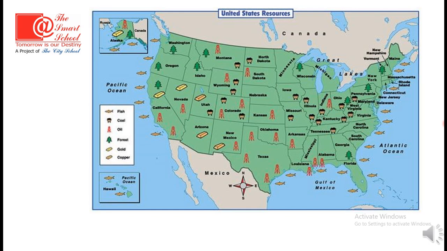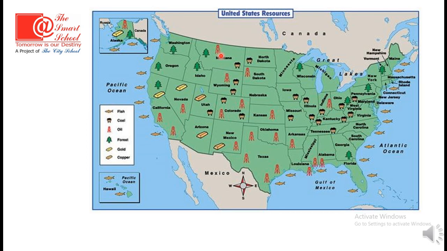Now let's see this map. What can you see on this map? This is the legend of the map. And if you see, this symbol shows coal. So, it means that you can find coal here and here and here, and in all the states where this symbol is used. So, it means that this map is telling us about the resources. So, it's a resource map of the United States.